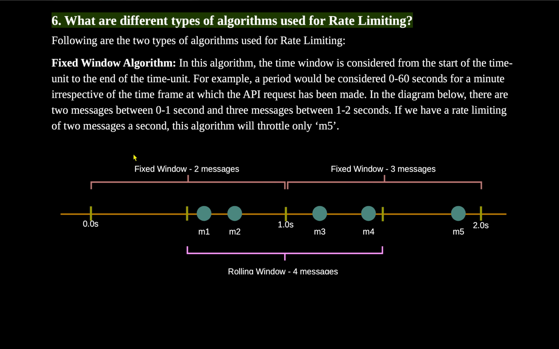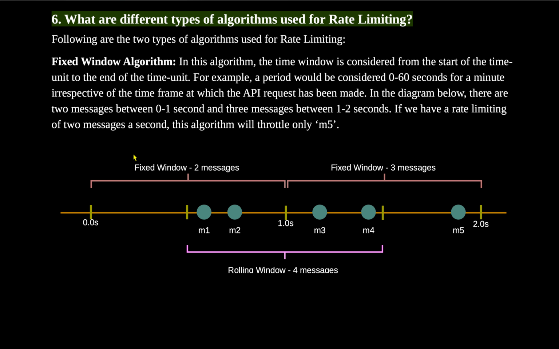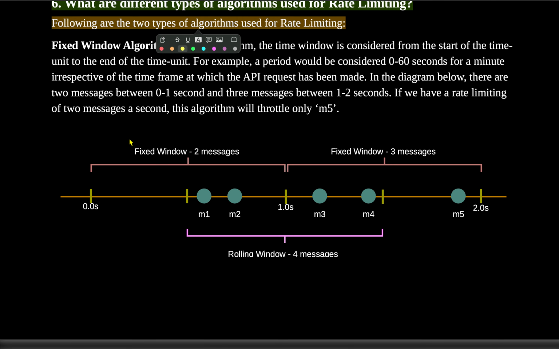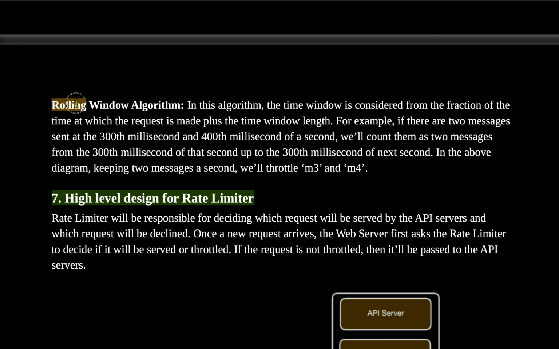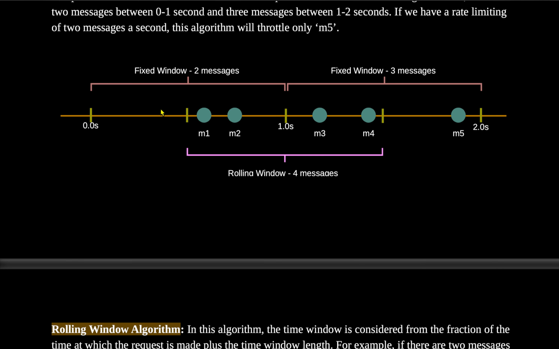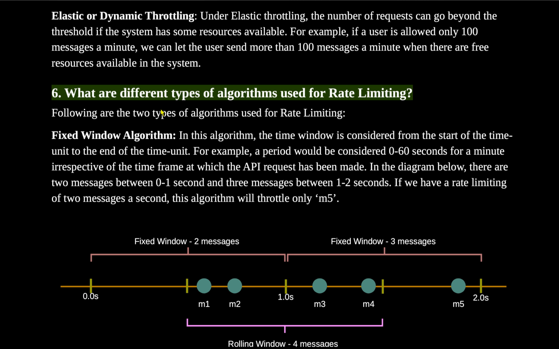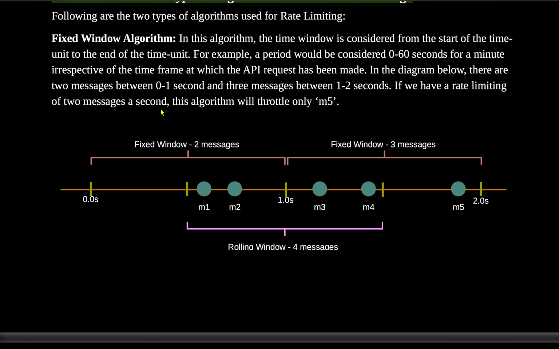Now, what are the different types of algorithms used for rate limiting? And this is important. Following are the two types of algorithm used for rate limiting. Although it's not only two, there are multiple, this is majorly two. One is the fixed window algorithm, and the next is the rolling window algorithm. There is also the token bucket algorithm, but we'll concentrate on these two first.